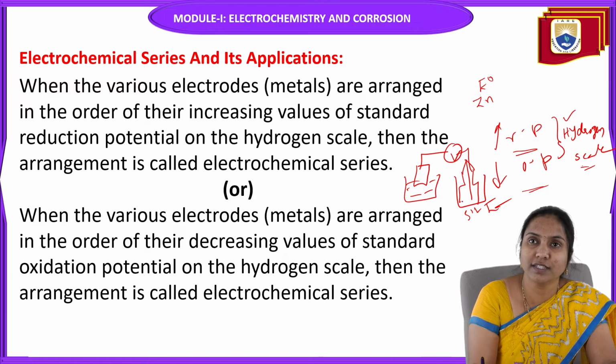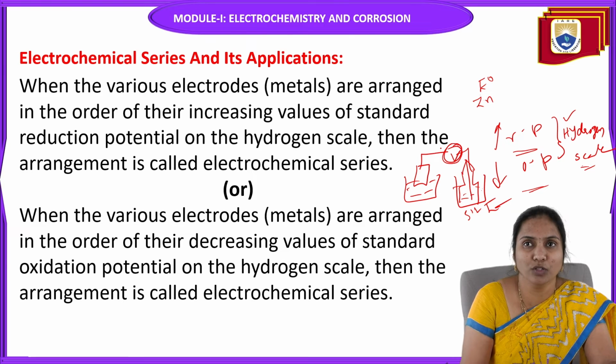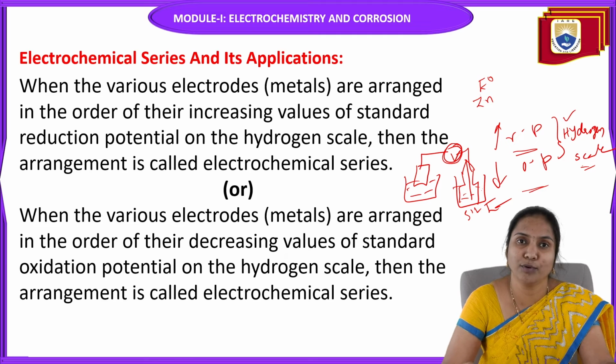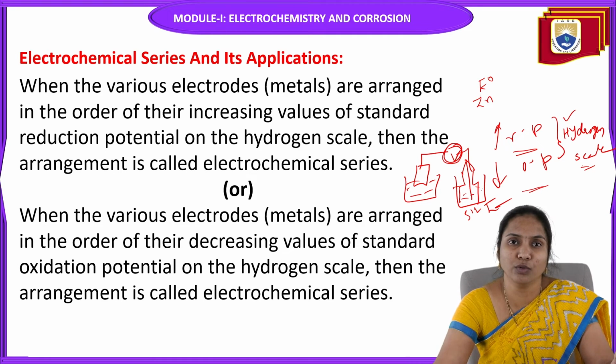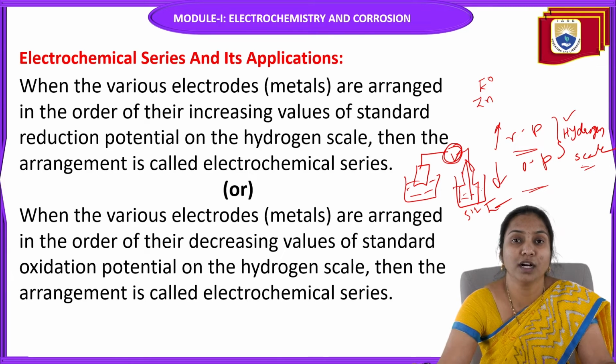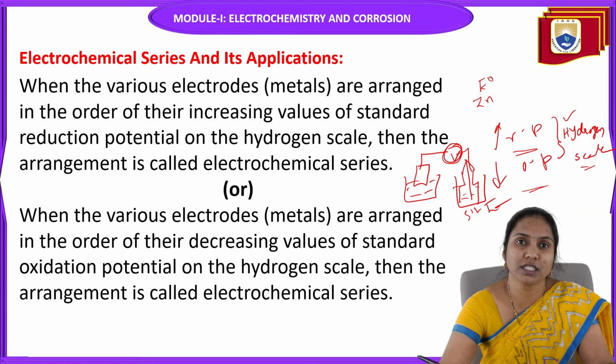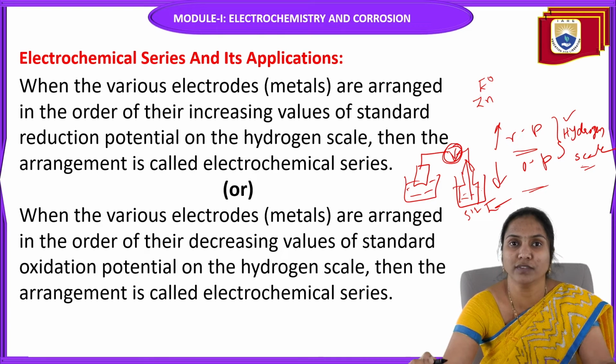When we couple with the standard hydrogen electrode, the electrode potential is detected in this voltmeter. In this way, we can calculate the electrode potentials of other electrodes. Any electrode whose potential we want to find out is coupled with the standard hydrogen electrode, and we can detect its electrode potential in this voltmeter.